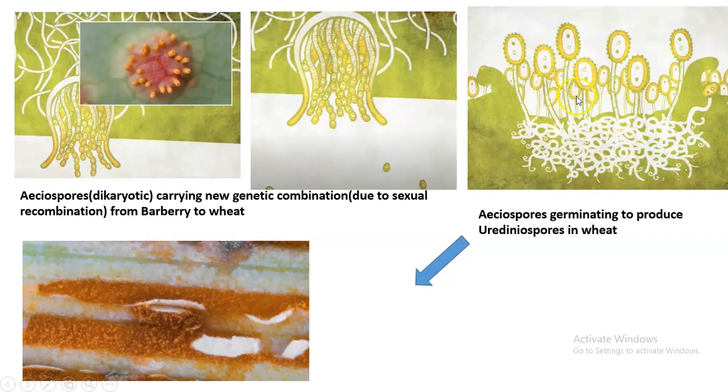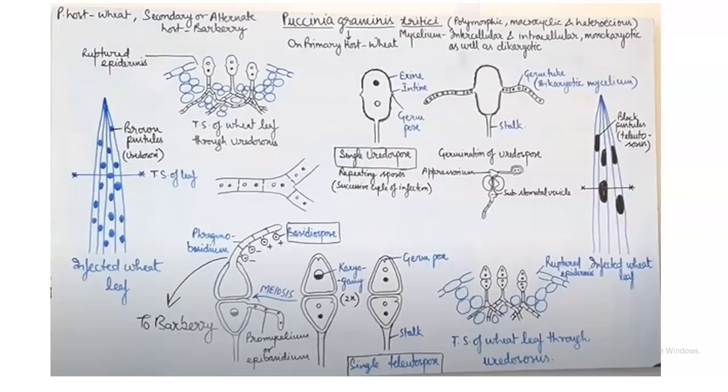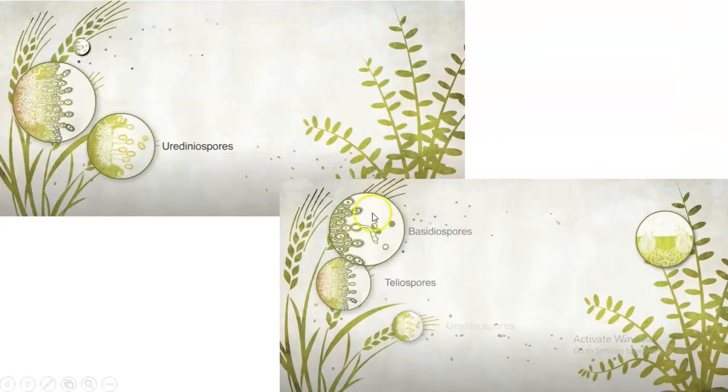Okay, so that will happen. As I told, aeciospores will be germinating to produce uredospores, and that will be the visual that we will be seeing as the stem rust in the wheat plant. So this is the summary of the entire life cycle of Puccinia graminis. In the upcoming video I'll show you a little more with drawings. Now you just see this summary.